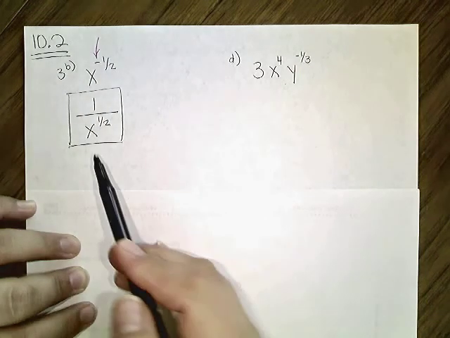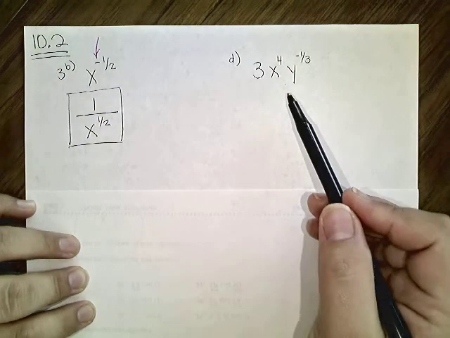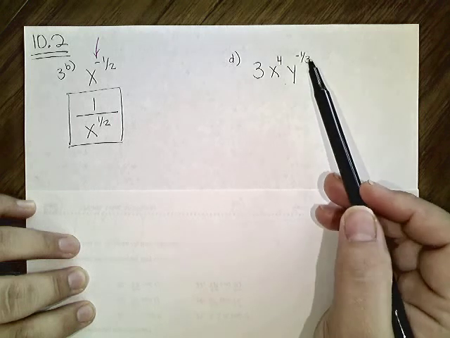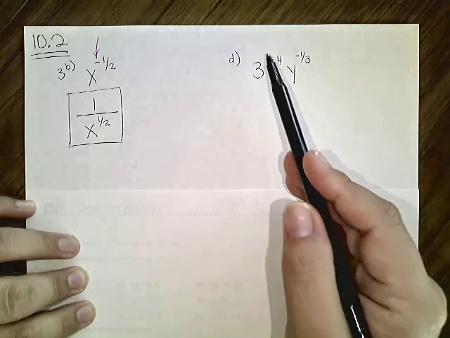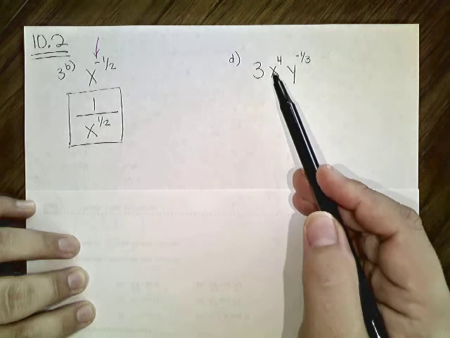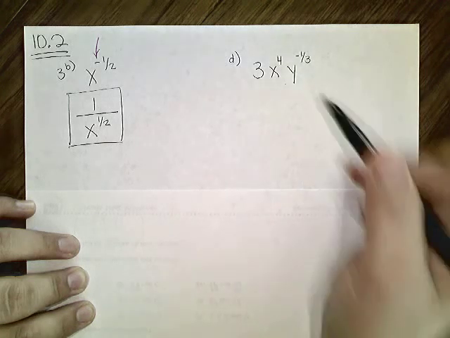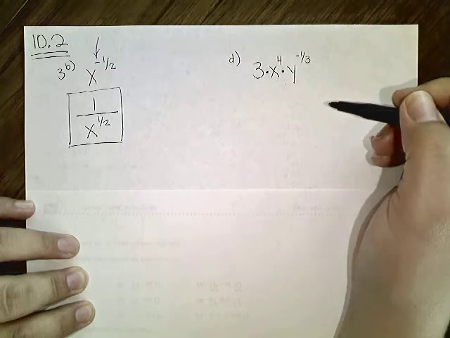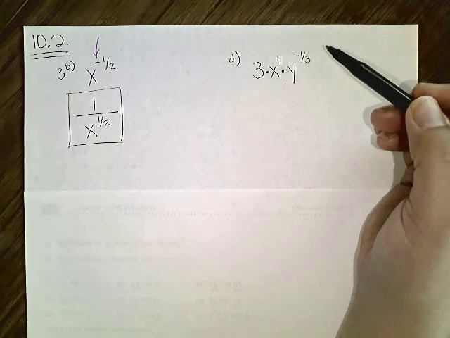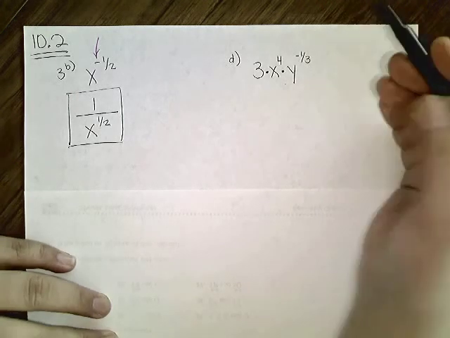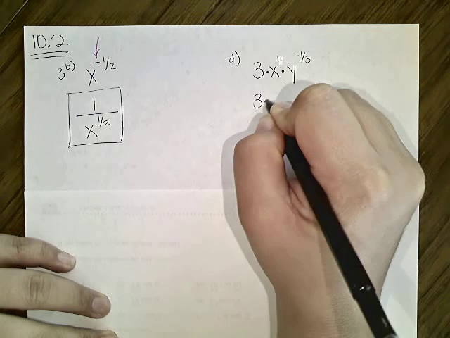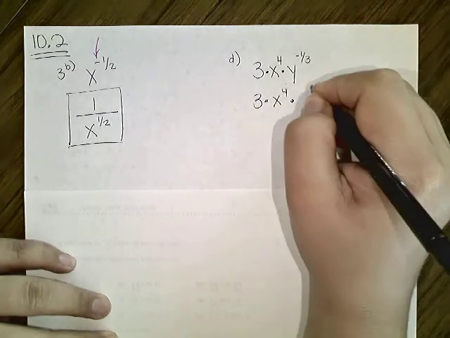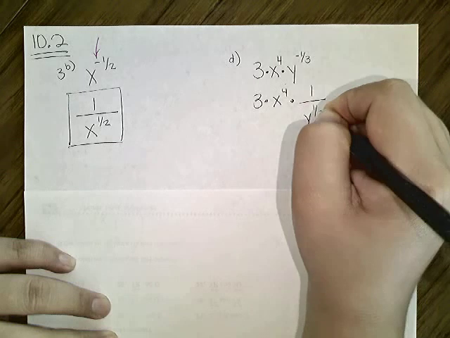Now we can apply that same process when we have a lot more going on. Here we have 3x to the fourth, y to the power of negative 1/3. Between each of these terms, the 3, the x to the fourth, and the y to the power of negative 1/3, we're multiplying, so we can treat each of these things separately. The only thing being raised to the negative exponent is the y. So I'm going to keep my 3, I'm going to keep my x to the fourth power, and that y now becomes 1 over y to the power of 1/3.